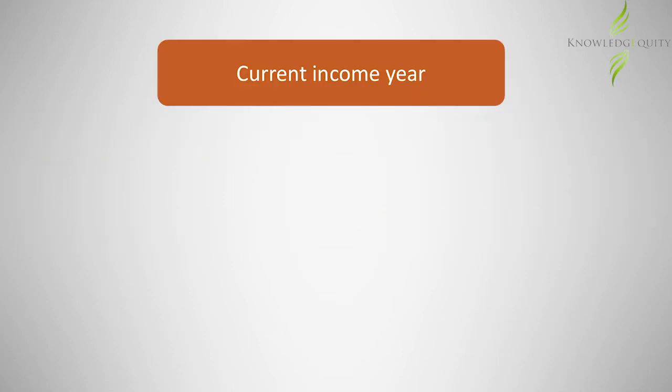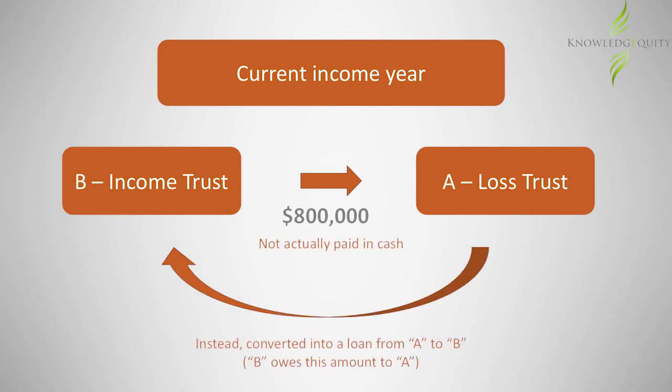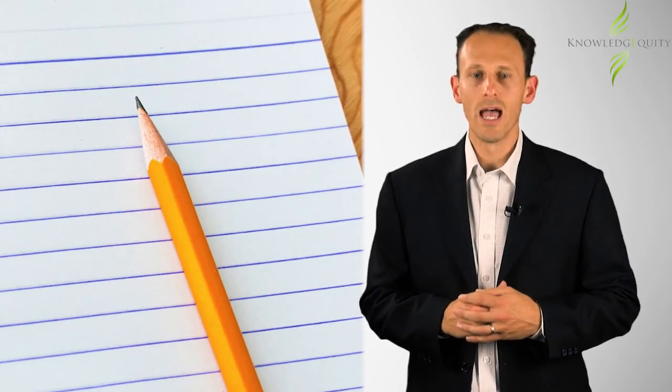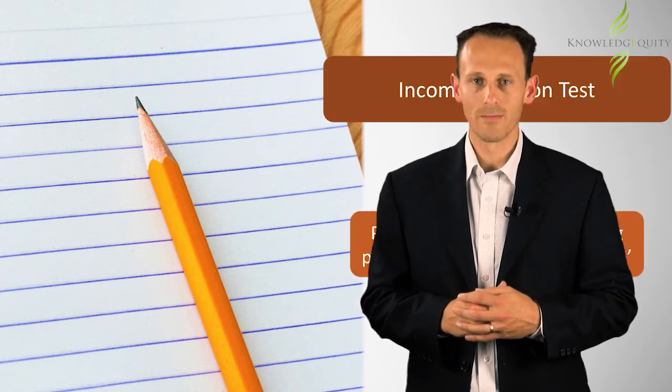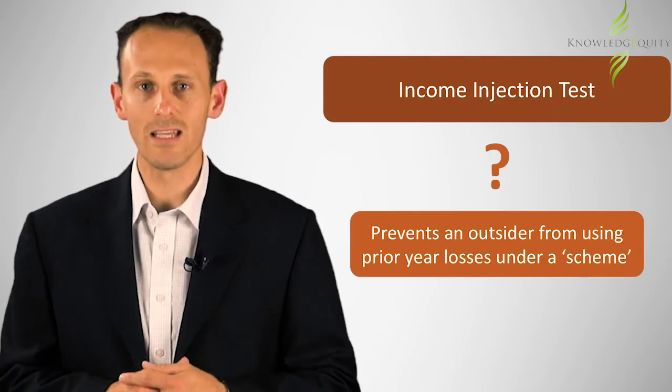During the income year, the trustee of the B Income Trust exercised its discretion to allocate the net income of the income trust to the A Loss Trust. The distributable income of the B Income Trust is not actually paid to the A Loss Trust, but is rather converted into a loan from the A Loss Trust into the B Income Trust. The terms of the loan are not evidenced in writing, and interest is charged well below the market rate. Does the income injection test apply here and deny the recovery of losses in the A Loss Trust?